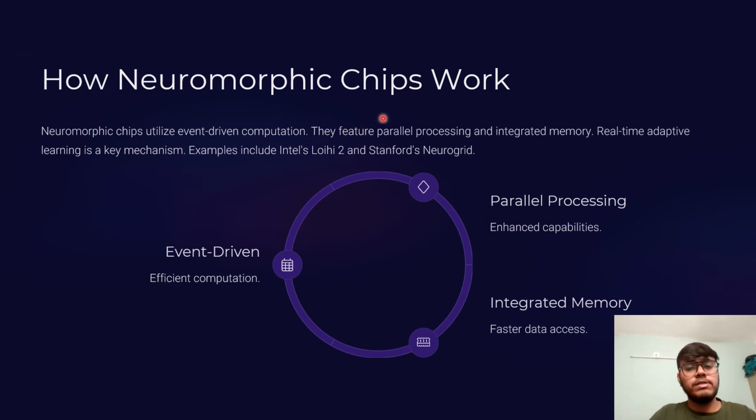How neuromorphic chips work. Neuromorphic chips work differently. They are event driven, meaning they respond only when they need to. They use parallel processing with built-in memory and can learn in real time.